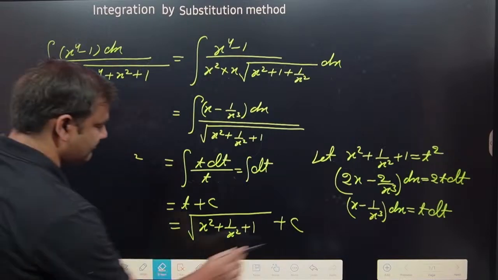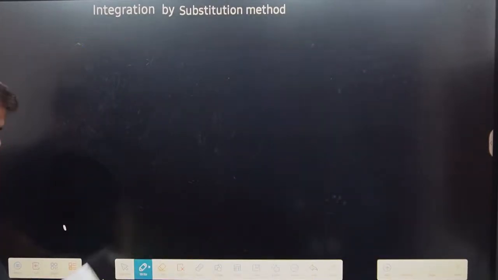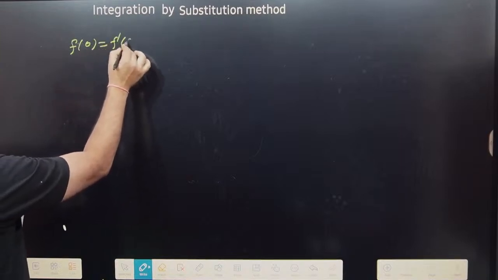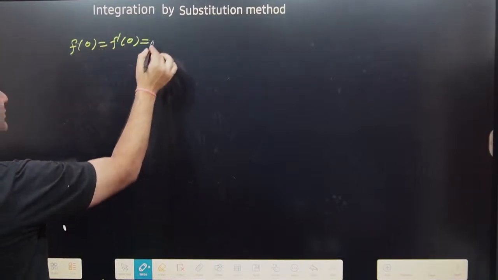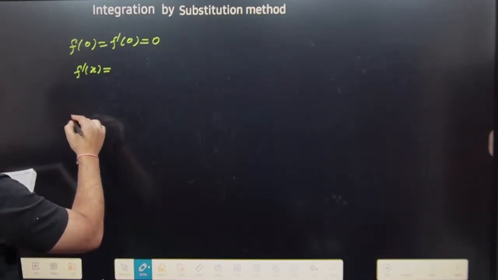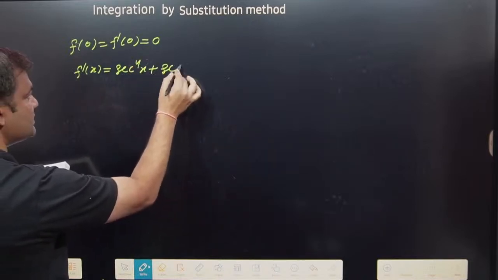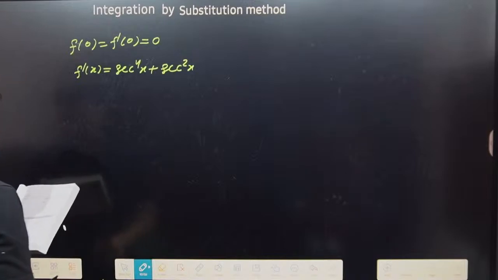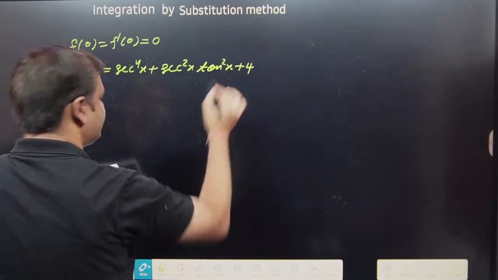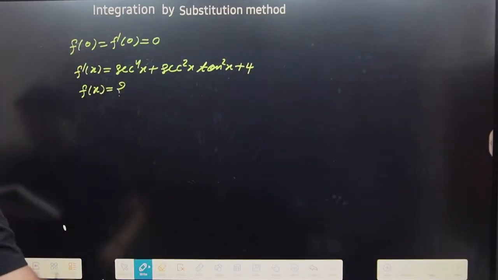Now the next problem is another problem we have focused on. Given f of 0 equals f prime of 0 equals 0, and f prime of x is given as sec to power 4 x plus sec square x into tan square x plus 4. Then find f of x.